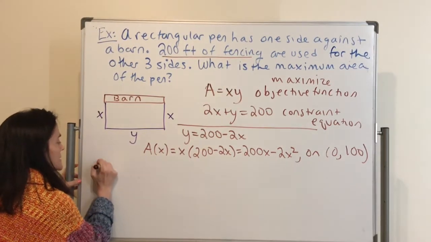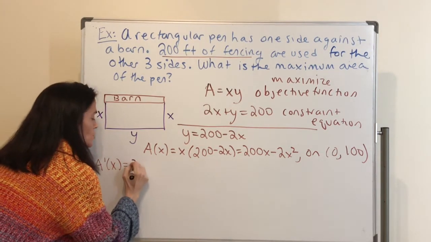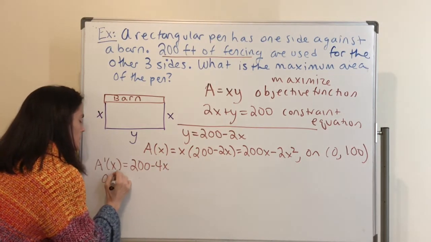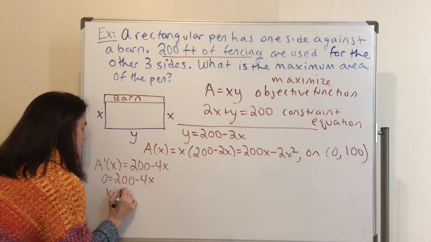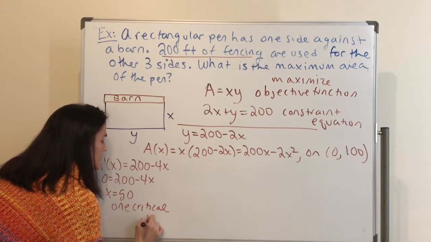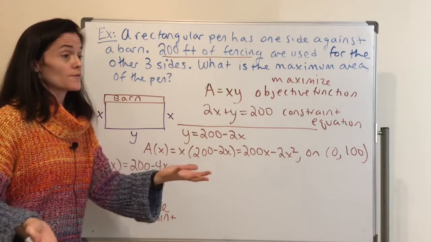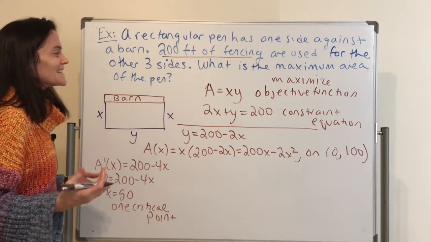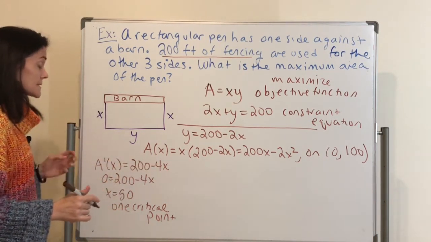We begin by taking the derivative and looking for critical points. The derivative is 200 minus 4x, and when we set this equal to 0, we get x as 50. One critical point. So we are in the beautiful situation where we can use either the first or the second derivative test. Now, I just mentioned the second derivative test, so let's use that here. This involves taking a second derivative.